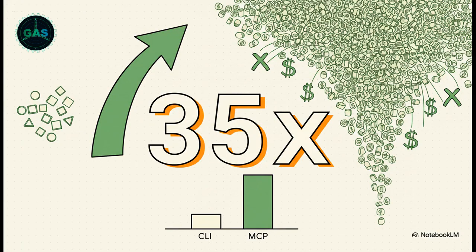Furthermore, for the exact same task, an MCP uses a staggering 35 times more tokens than a CLI. That drastically drives up your operational costs. Really think about that multiplier for a second. If you're paying per token for your AI agents to run tasks in the background all day long, utilizing an MCP instead of a CLI is effectively multiplying your software bill by 35 for absolutely no added benefit.